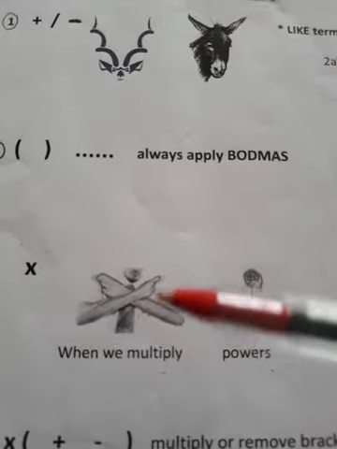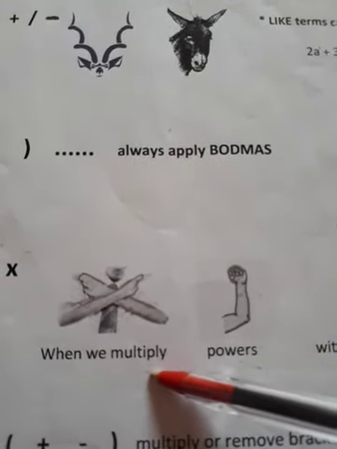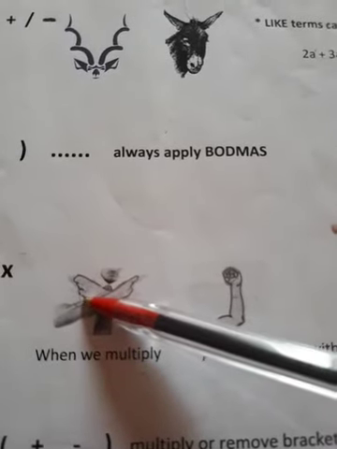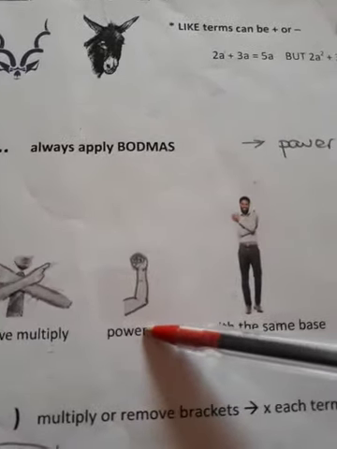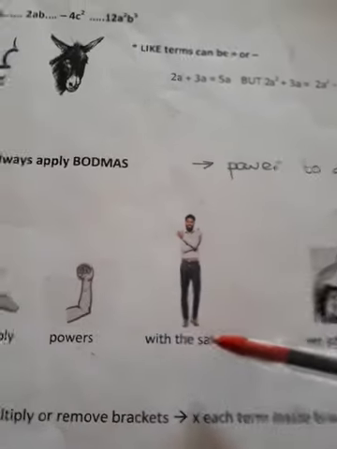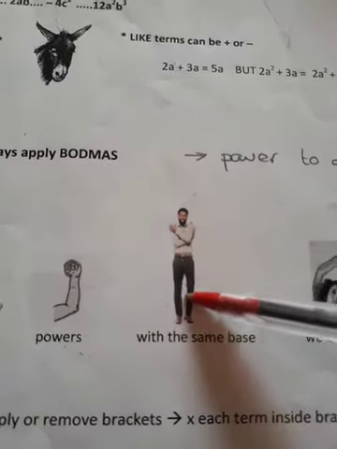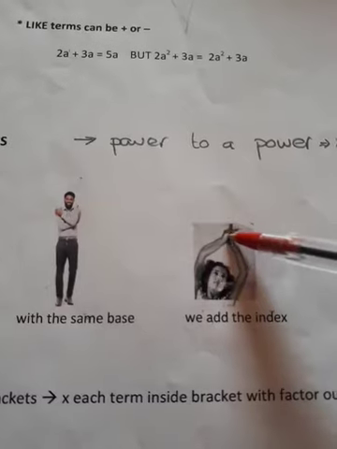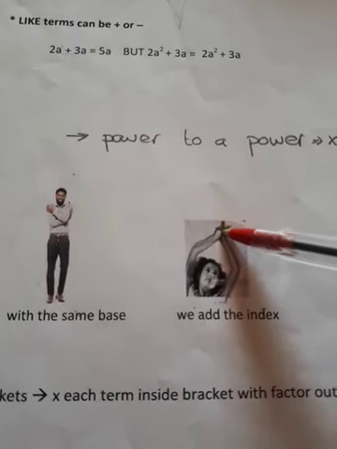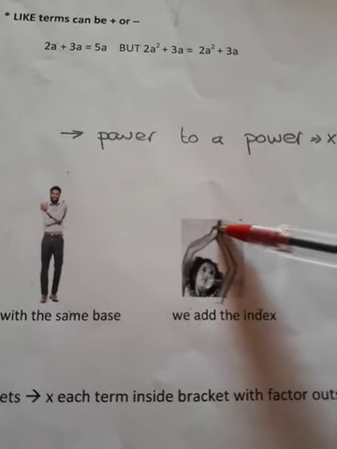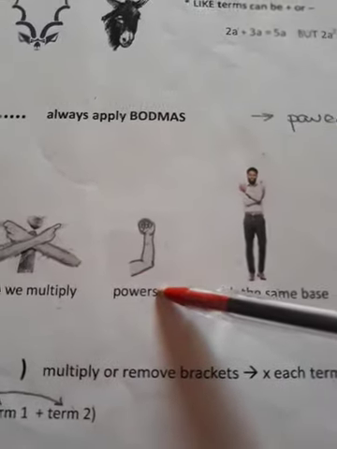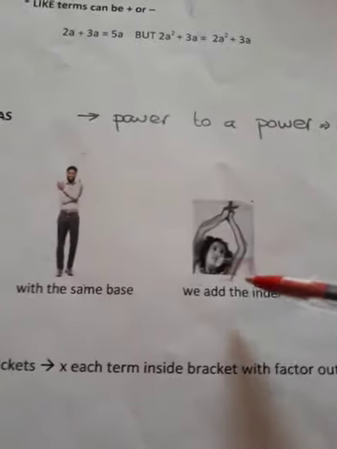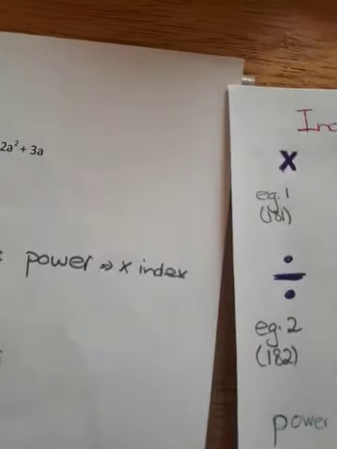So I repeat, you move by saying when we multiply, fold your arms into a multiplication sign. Powers, raise your fist. With the same base, show towards your body. We add the index. We have raised our arms and we show with the fingers a little addition sign. When we multiply powers with the same base, we add the index. And that we do repeatedly, and then the learners will remember the law.